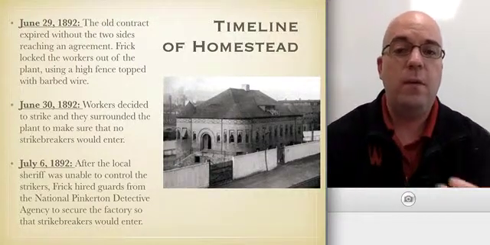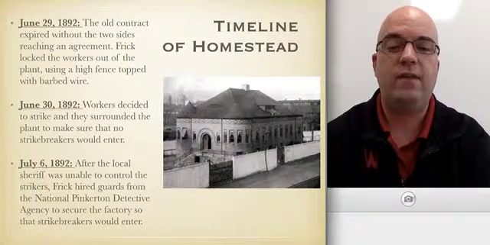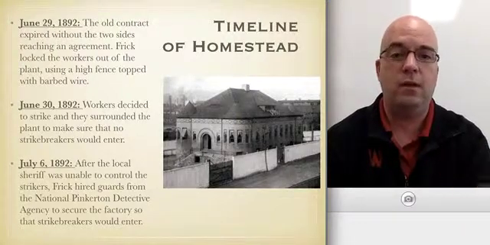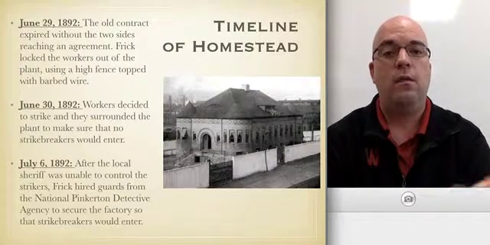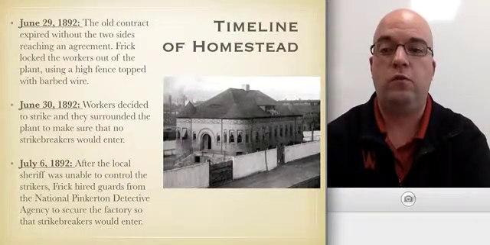And so he hires, basically, a private army in a sense. It's a private entity. It's not associated with the government. It's not a National Guard unit. It's not the military. These are private contractors who are basically brought in. They're armed, and they have the authority to break the strike, according to Frick.